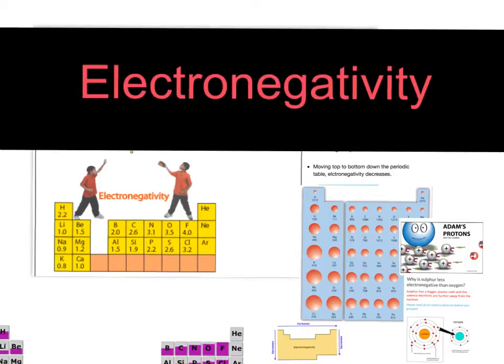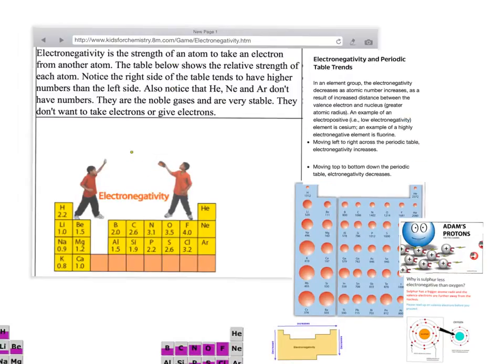And so we're going to see, first of all, the definition and talk about what's going on in this little visual. Let's start with the definition. The definition of electronegativity, and we're continuing in our Cornell notes in our journals. Electronegativity is the strength of an atom to take an electron from another atom. That is our definition.